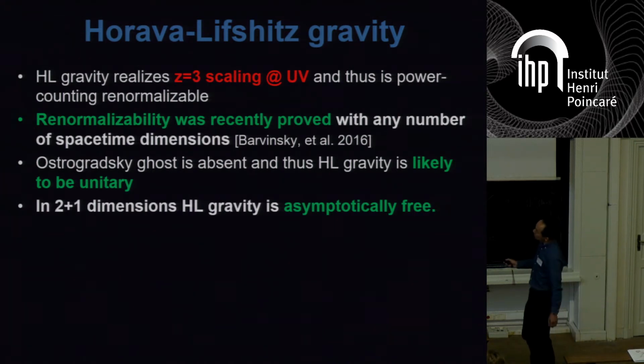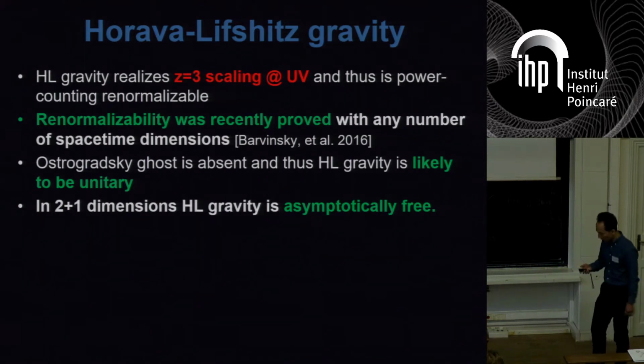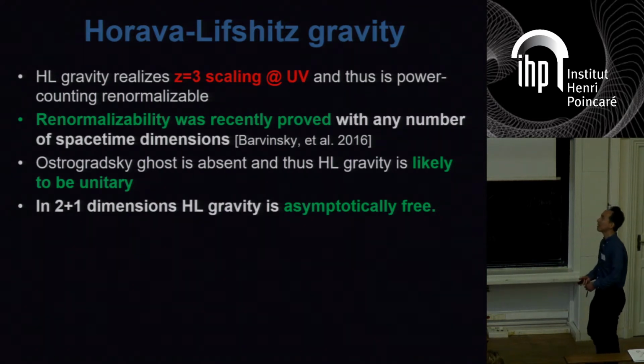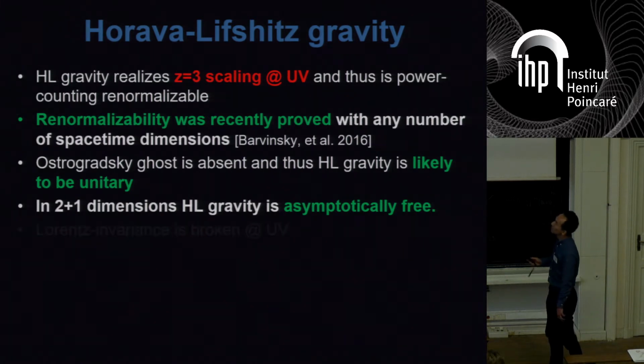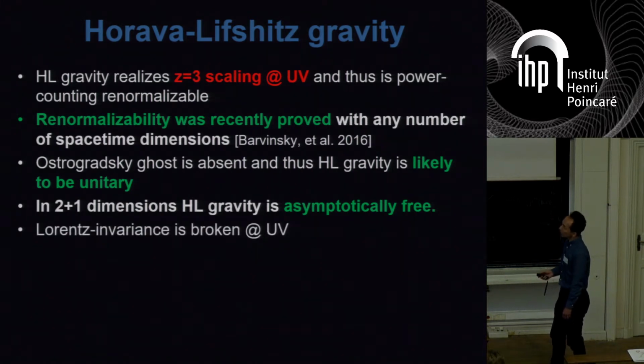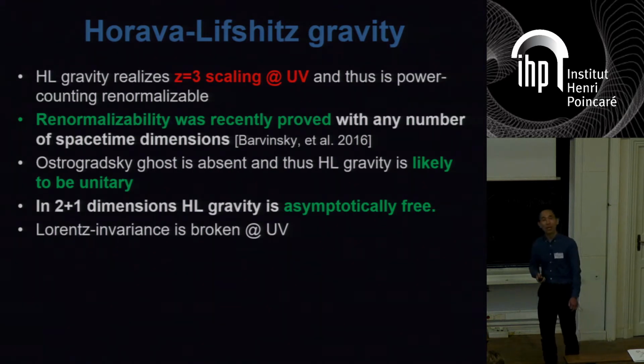Also, in 2+1 dimensions, this theory is shown to be asymptotically free. So this is UV complete in 2+1 dimensions. In 3+1, we don't know, but there may be a hope. A price to pay is, of course, that Lorentz invariance is broken in the UV. So we need to recover Lorentz invariance in the IR.